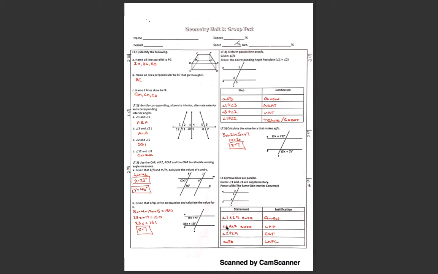And because angle 2 and angle 4 are both supplementary to angle 1, that means they've got to be congruent. So a lot of people are still struggling with this idea of the congruent supplements theorem. Angle 2 is now congruent to angle 4. And because I have corresponding angles that are congruent, that must mean that A is parallel to B.